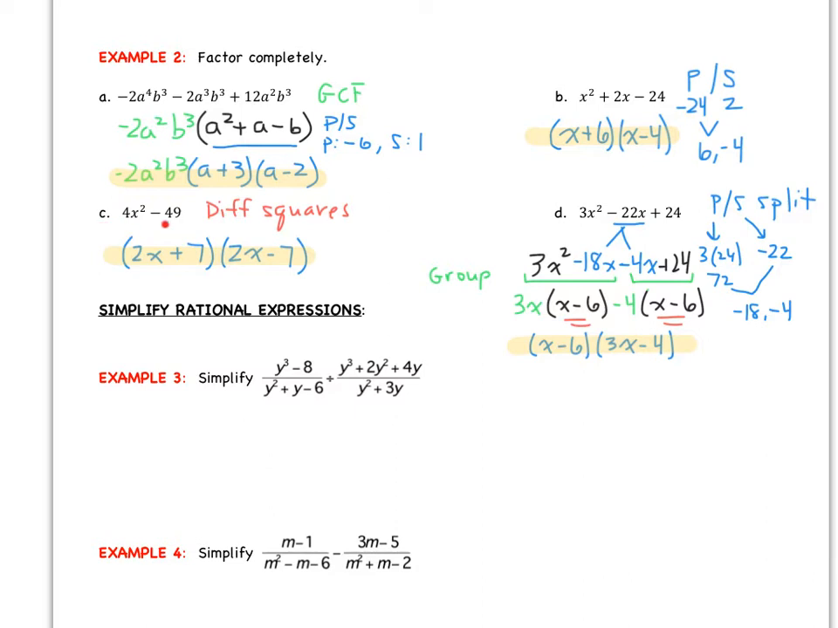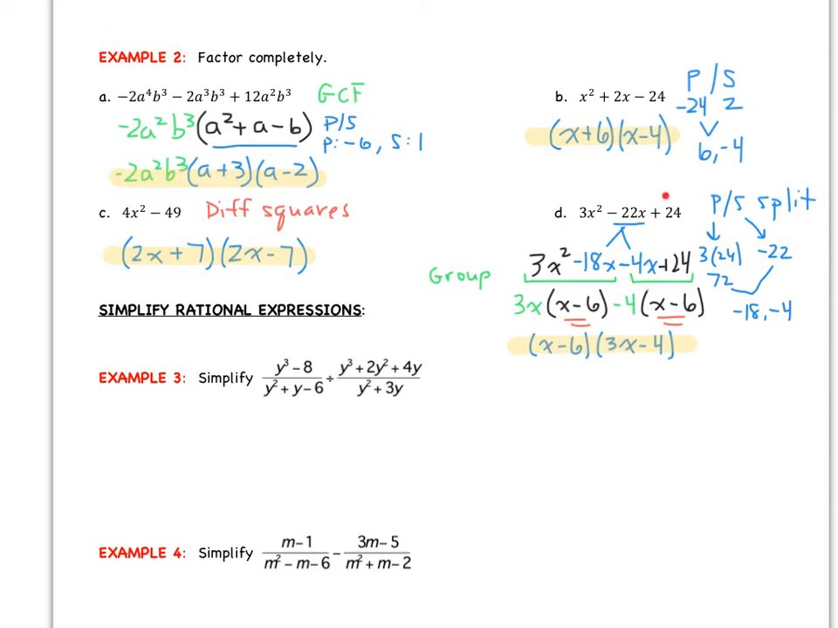Part C, we only have 2 terms. We are subtracting those, and they both happen to be perfect squares. So this is a difference of squares. Square root of your first term is 2x. Square root of 49 is 7. One's a plus, one's a minus.